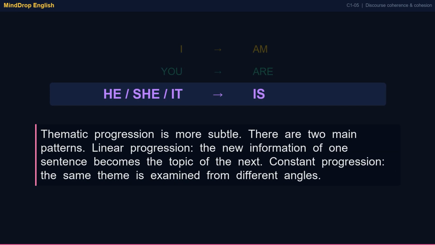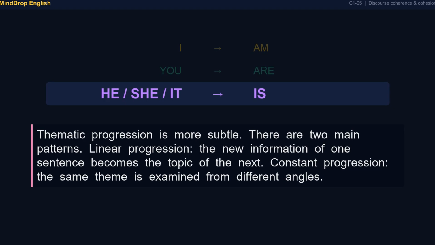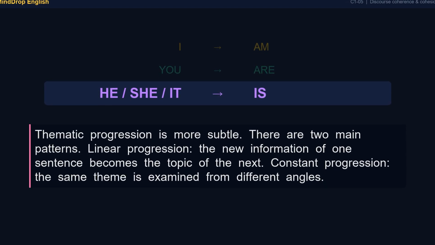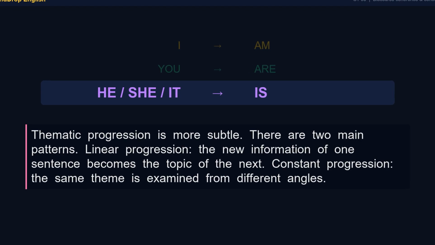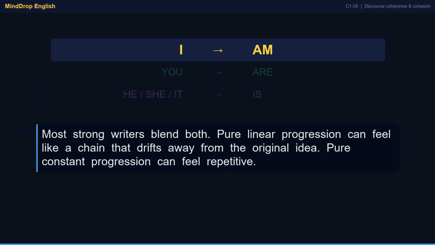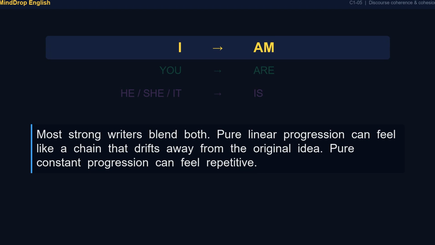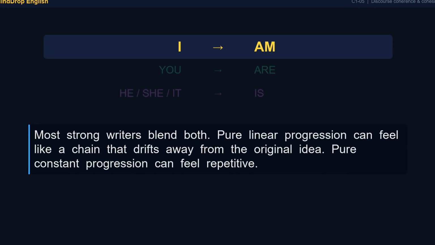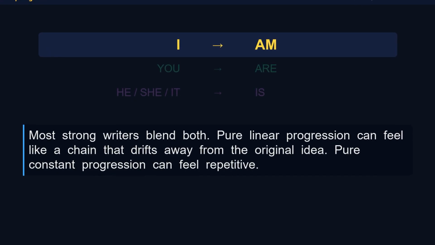Thematic progression is more subtle. There are two main patterns. Linear progression. The new information of one sentence becomes the topic of the next. Constant progression. The same theme is examined from different angles. Most strong writers blend both. Pure linear progression can feel like a chain that drifts away from the original idea. Pure constant progression can feel repetitive.